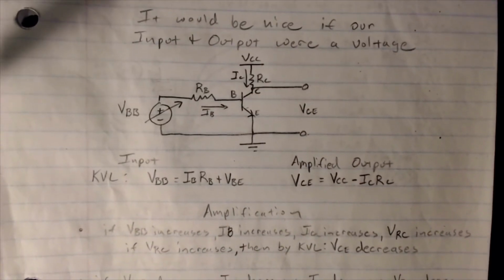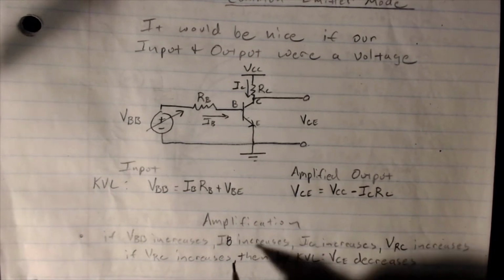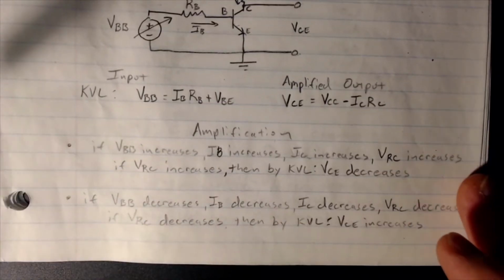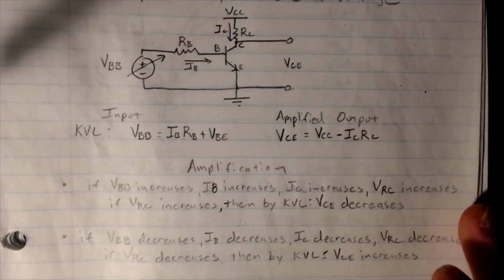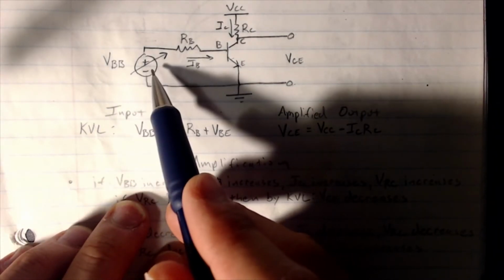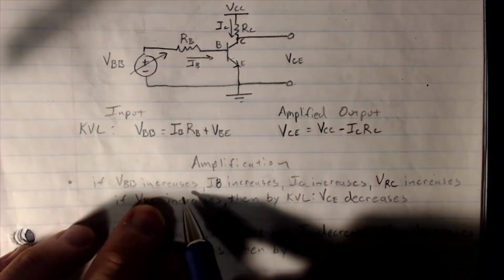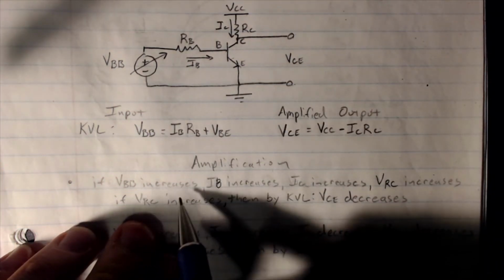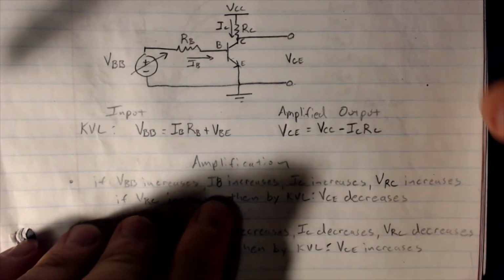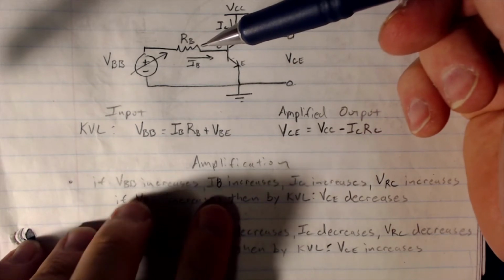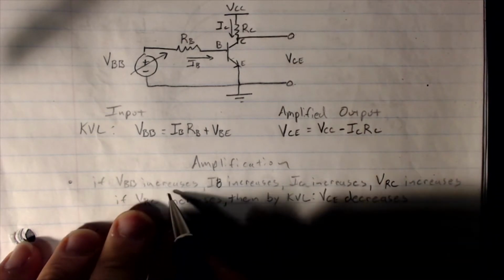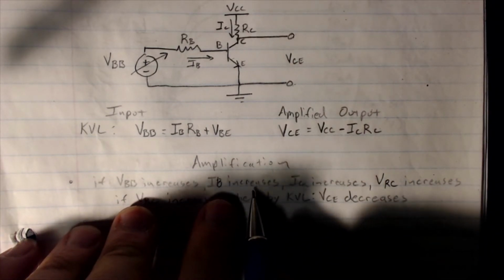So let's take a look over here. We're talking about amplification. Let's ask ourselves, what happens if my applied voltage, my input signal, changes? Specifically, what happens when it increases? Well, if it increases, what do you think IB is going to do? Remember, IB is just proportional to the applied voltage. It's by Ohm's law over here. So if VBB increases, IB will increase, right?